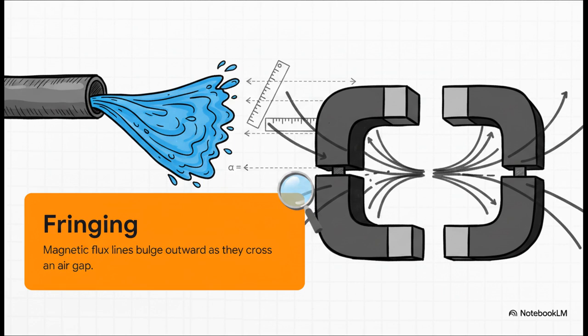Magnetic fields do the exact same thing when they hit the resistance of an air gap. Interestingly, this fringing effect actually widens the effective area of the gap, which slightly lowers the overall reluctance. It's just one of those messy realities of physics. Design engineers actually have to use practical, empirical formulas, like literally just adding the gap length to the cross-section dimensions, just to accurately model it.